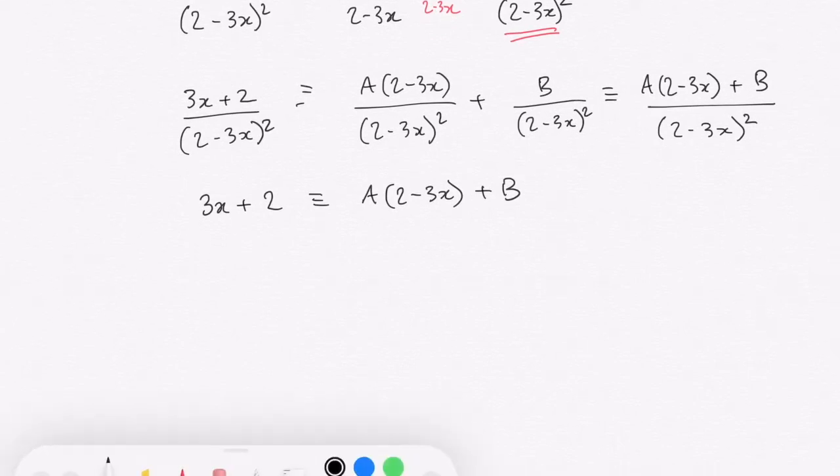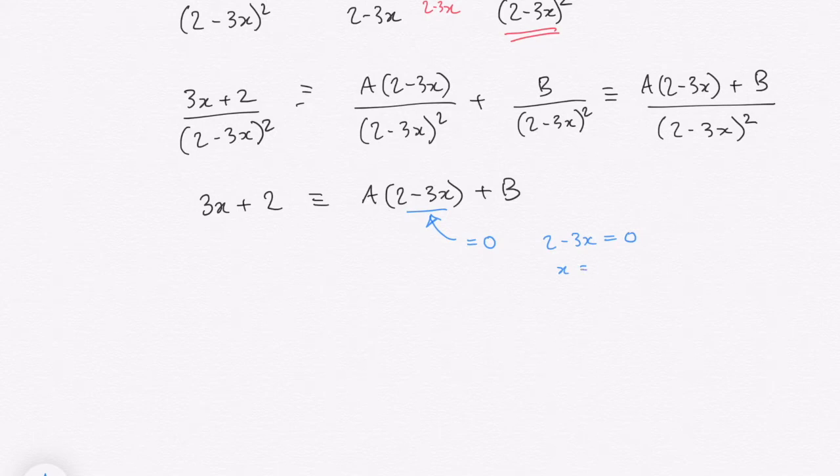And what you may have noticed so far is that we can pick any value of x at all, but if we pick a nice convenient value of x that makes this bracket equal to 0, so if 2 minus 3x equals 0, then solving that equation we get x equals 2/3. So if we let x equal 2/3, this left-hand side is 3 times 2/3, which is 2, plus 2, which is 4, is equal to, well, we know that it was what made the bracket 0, so 0 lots of a, plus b. So b equals 4.